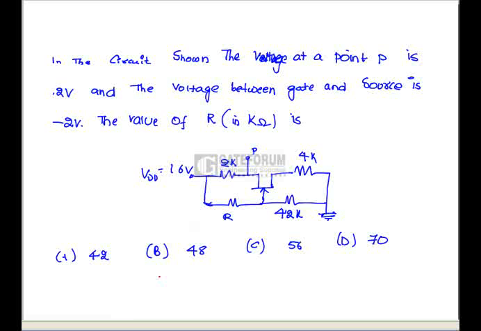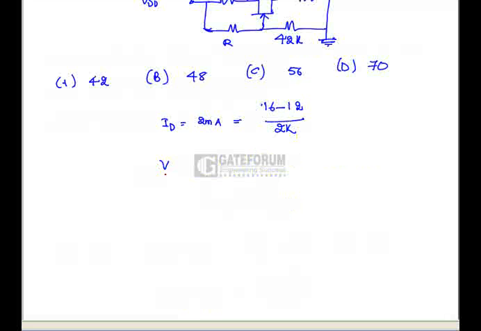Now here we know Id equals 2 milliamps from the given data. That is (16 minus 12) by 2K. We got Id equals 2 milliamps. Now Vg equals Vgs plus Id Rs. Vgs is equal to minus 2 volts, which is given in the data. So Id equals 2 milliamps, Rs equals 4 kilo ohms. So Vg equals 6 volts.